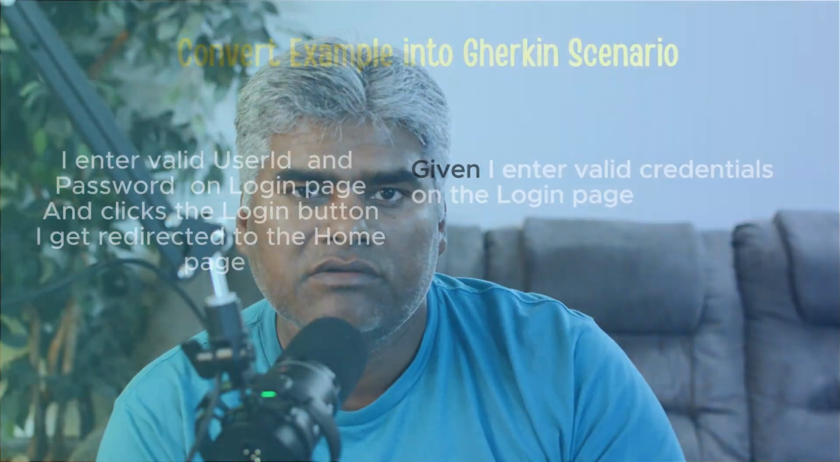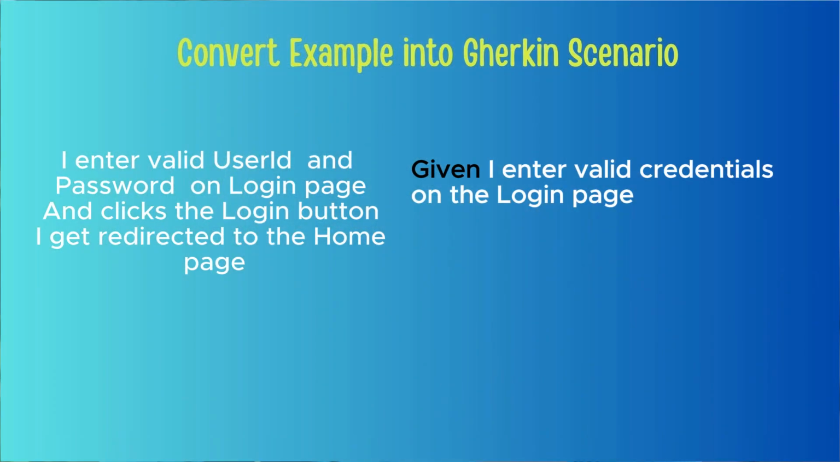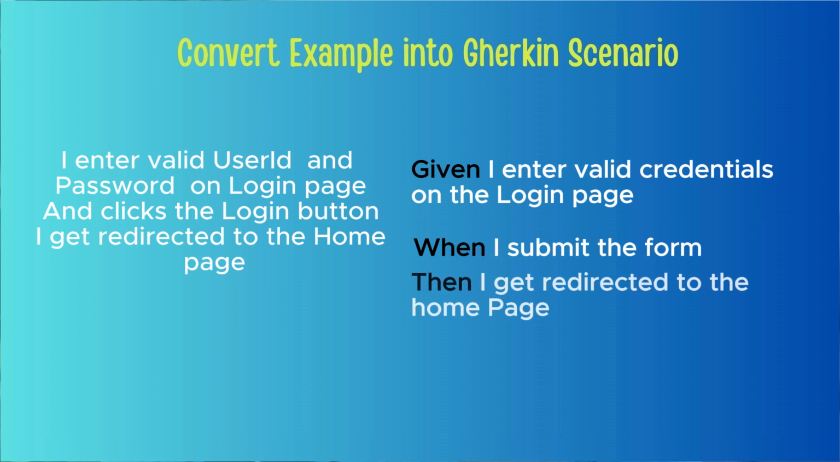So what is the given here now? The given is I enter valid credentials on the login page. That is my given. That is the precondition for this particular scenario. What is the action here? The action is when I submit the form, when I click that button, right? That is the action. And what is the outcome? The outcome is once my login is successful, I should get redirected to the home page. That is the outcome which we need to verify. So the scenario will go like this. Given I enter valid credentials on login page, when I submit the form, then I should be redirected to the home page. That is my one scenario which I converted from this example using Gherkin. Easy? Okay, let's move on.